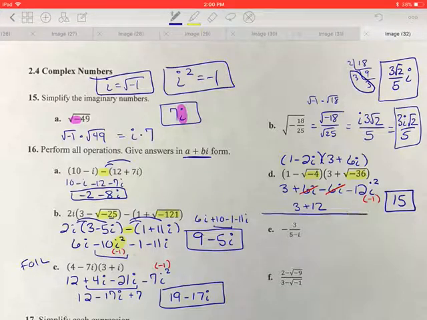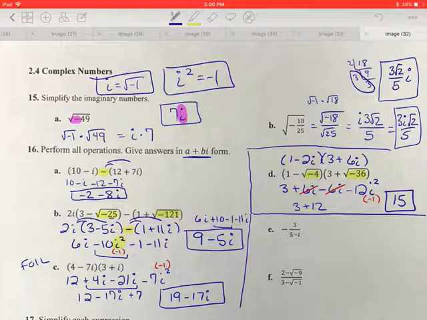All right, now for E, I'm dividing complex numbers. So I really don't divide at all. What I'm going to do is multiply by the conjugate. So remember, the conjugate for a complex number is you just change the sign in the middle. So I'm going to multiply the top and the bottom by 5 plus i.